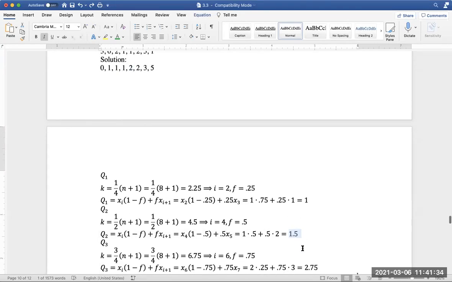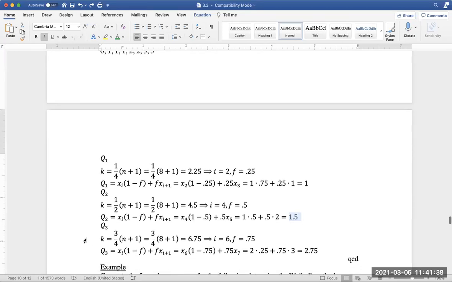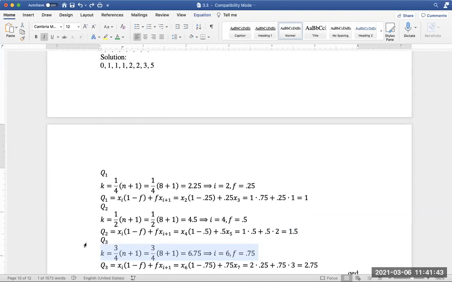Let's find the third quartile. So 3/4 times (n plus 1), so 3/4 times 8 plus 1, which is 9. 27 divided by 4 is 6.75. So take the number in the sixth position: 25% of 2 plus 75% of the number in the next position, 3, to give you 2.75.